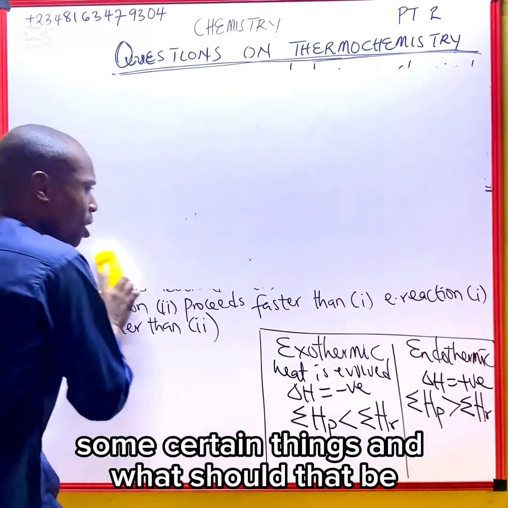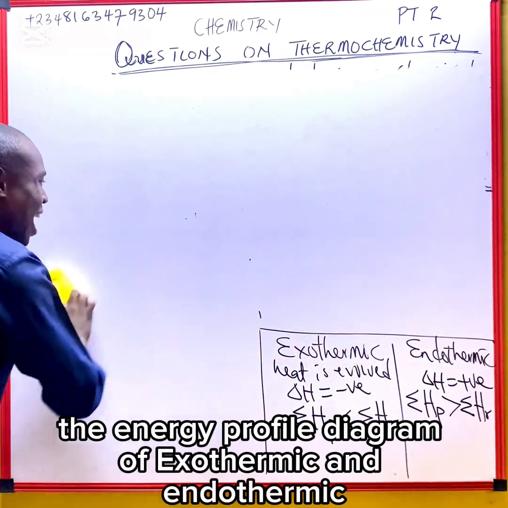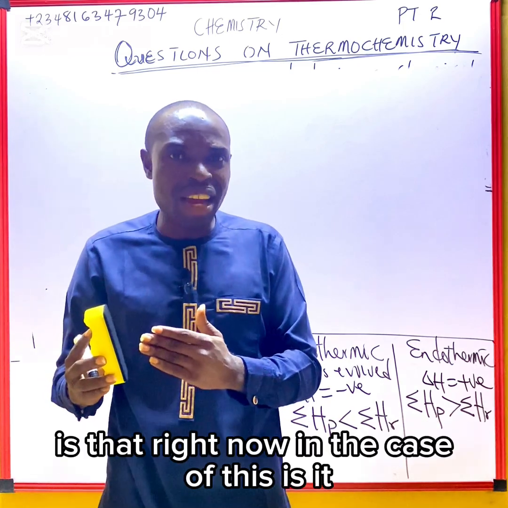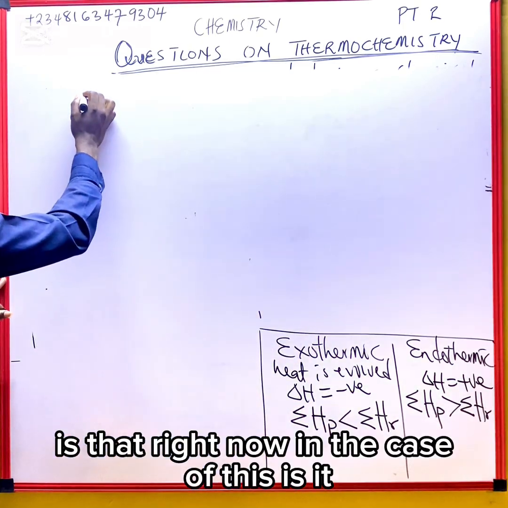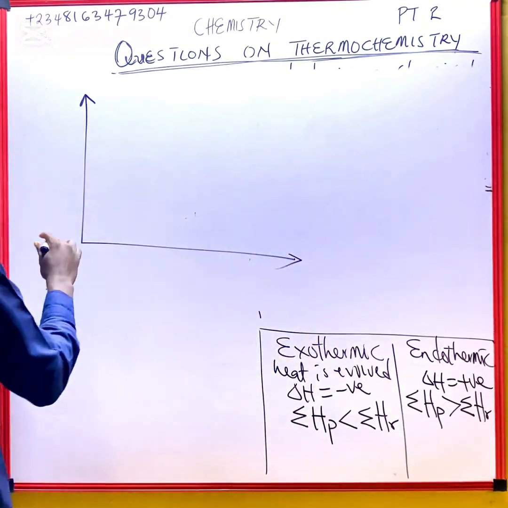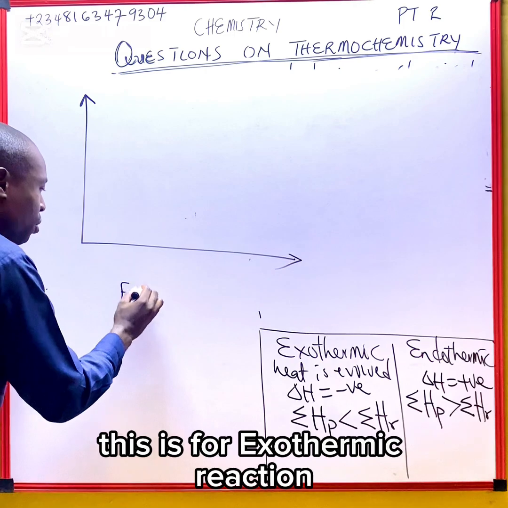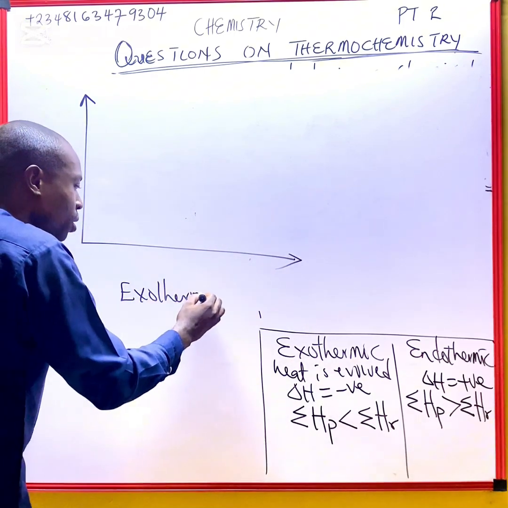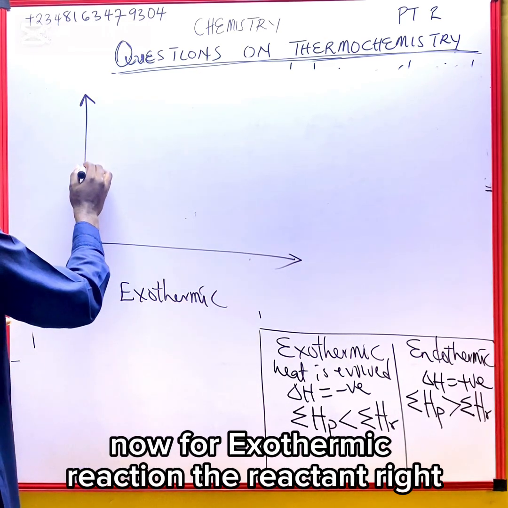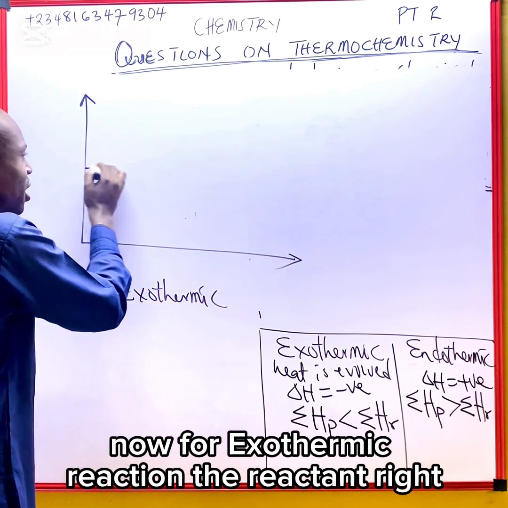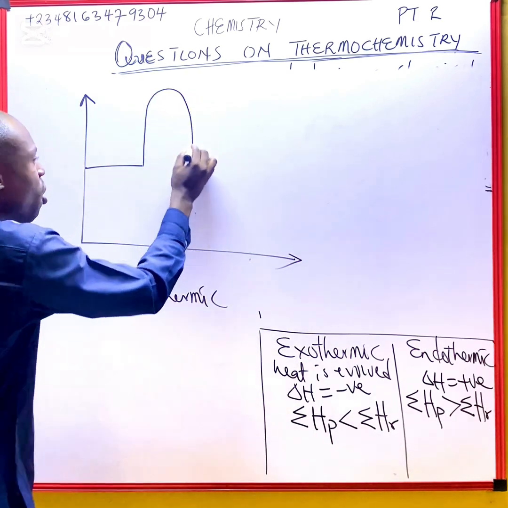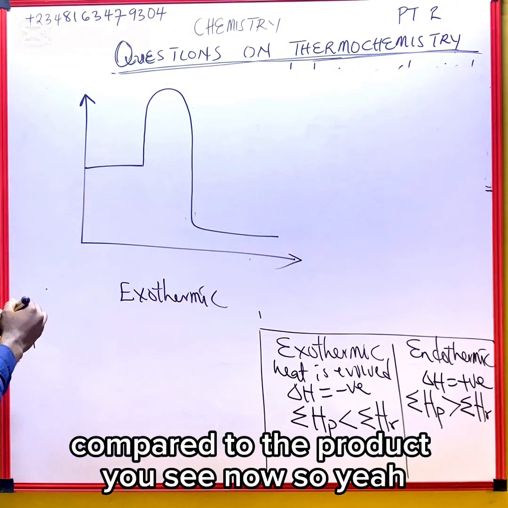But before then, let us quickly do certain things. And what should that be? The energy profile diagram of exothermic and endothermic. Is that right? Now, this is it. This is for exothermic reaction. Now, for exothermic reaction, the reactant is always higher compared to the product. You see now?